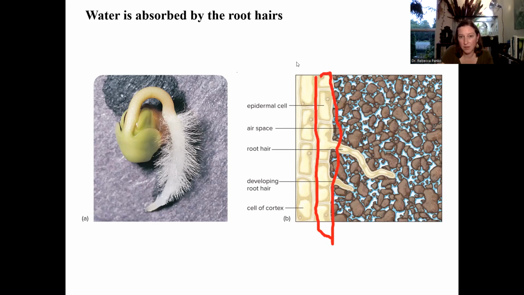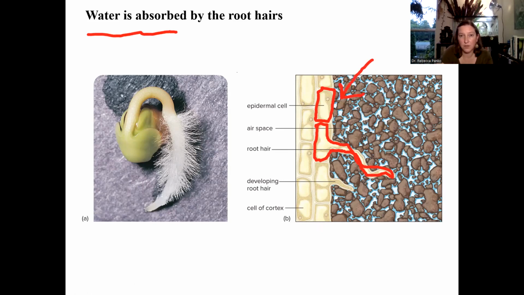Got to move this thing, right? Some epidermal cells did not make a root hair. Other epidermal cells did make a root hair. And the point is, see, water is absorbed by the root hairs.